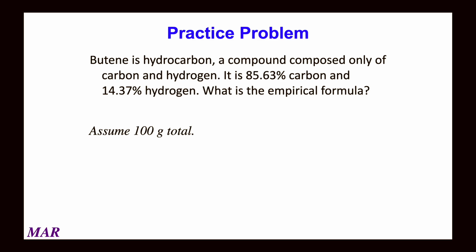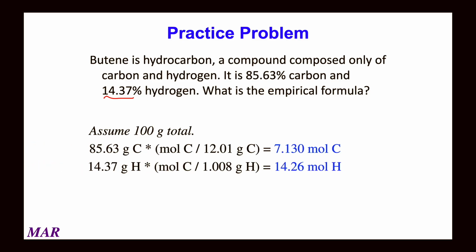Here's another example. Butene is what they call a hydrocarbon, which is a compound with carbon and hydrogen. Once in a while they throw oxygen in, but that's another story. Anyway, butene is 85.63% carbon and 14.37% hydrogen. Let's find the empirical formula. And again, we're going to take these percentages, turn them automatically into grams, and then grams to moles. So we'll end up with moles of hydrogen and moles of carbon. In 100 grams, we'd have 85.63 grams of carbon and 14.37 grams of hydrogen.